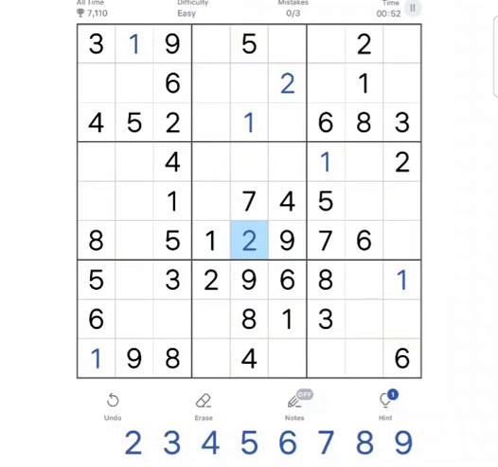2, 2. Cannot go here. Cannot go here. But this 2 says it cannot go here. So 2 has to go here. So it cannot go here. This one cannot go here. We got a 2 there. Hop over here. 2, 2, 2 there. We're done with 2. 3.